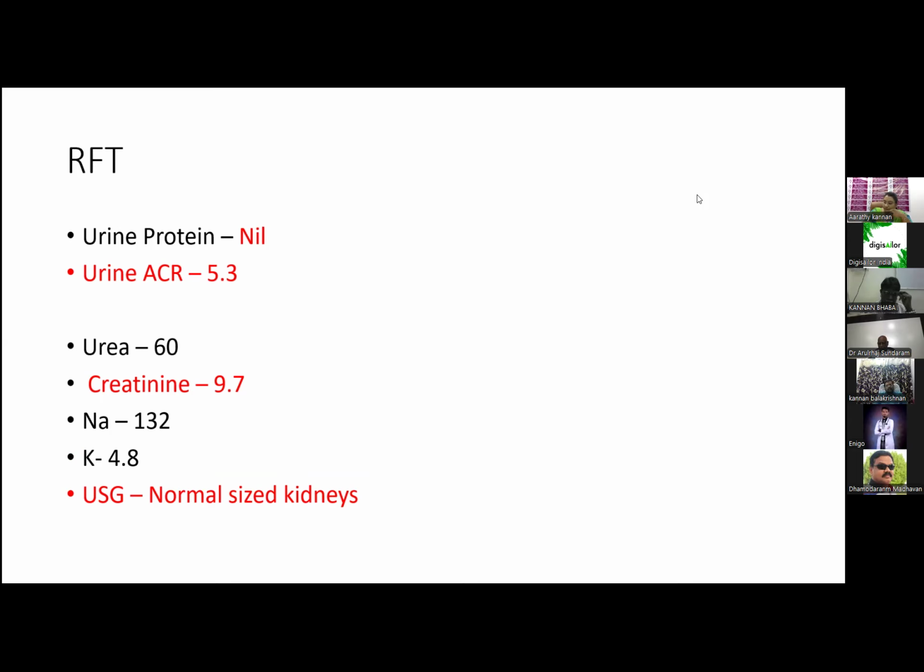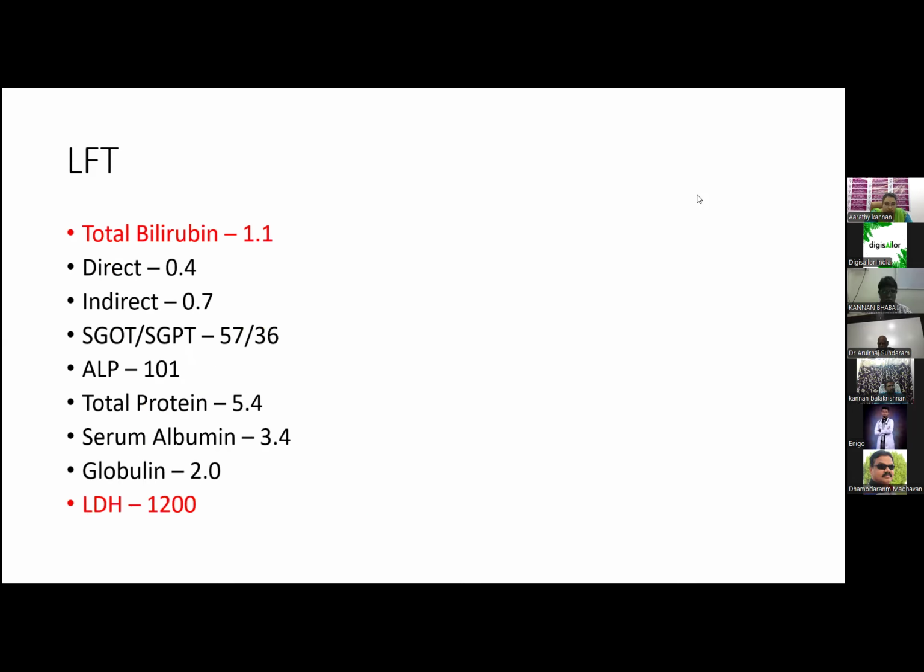Renal function test, so urine proteins were nil. Our albumin creatinine ratio is 5.3. Her urea is actually 160. I think I have shared some other slide. I think her urea is 160 and creatinine is 9.7, and USG shows a normal size kidney. Next slide. Her total bilirubin is 1.1, SGPT is somewhat elevated, and LDH is 1200.